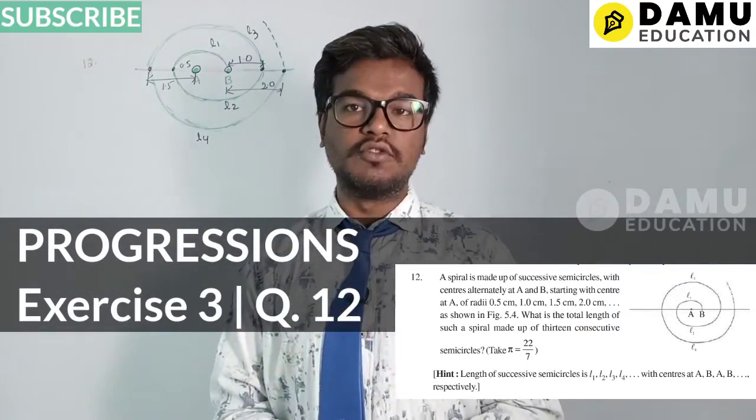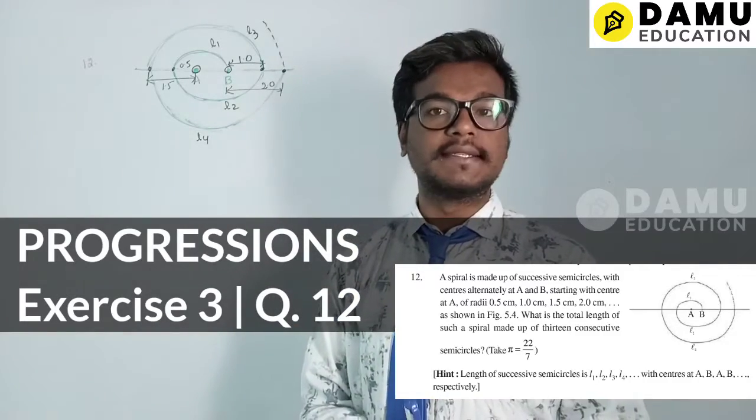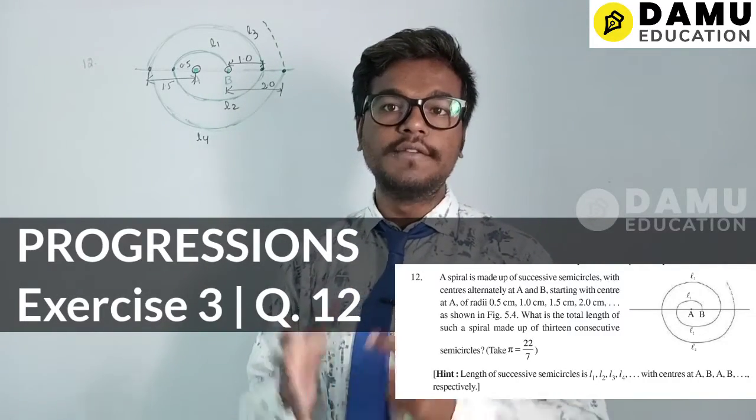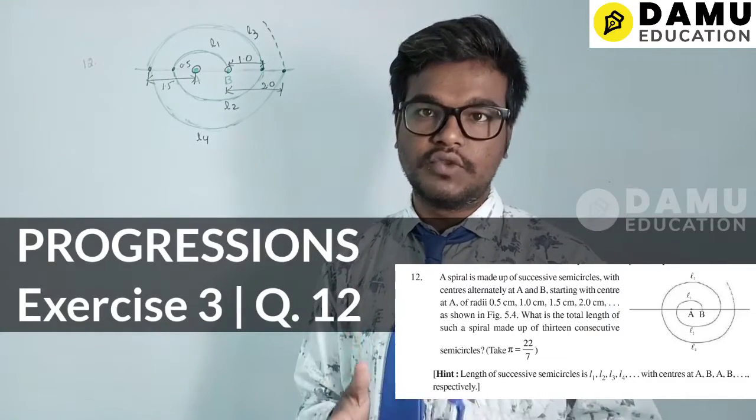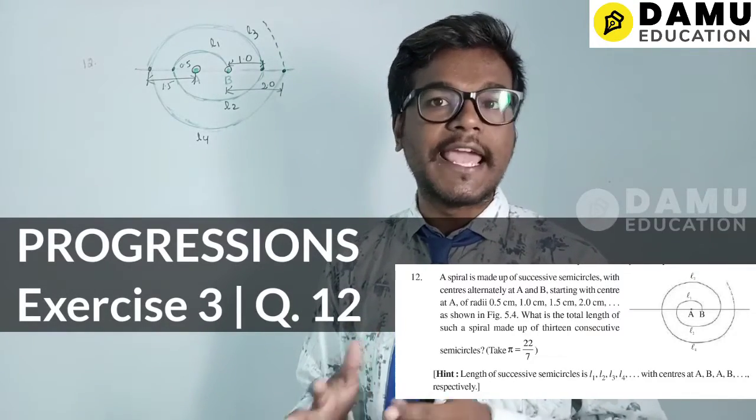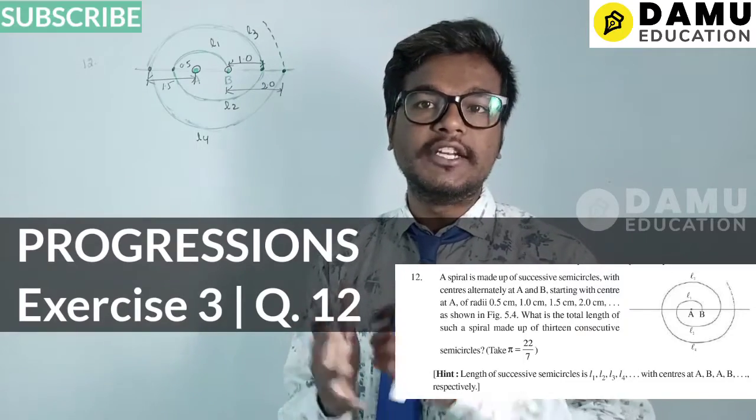So in this module, we are going to discuss our 12th question. What is that? A spiral is made up of semicircles. So the spiral is made up of semicircles with alternating centers at A and B.